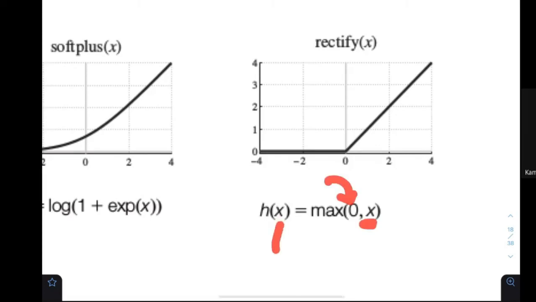If you want to find out the ReLU of that particular quantity, you just see what is the maximum of 0 and x. So again, we wanted something linear, so you got the linear, and it is very good.